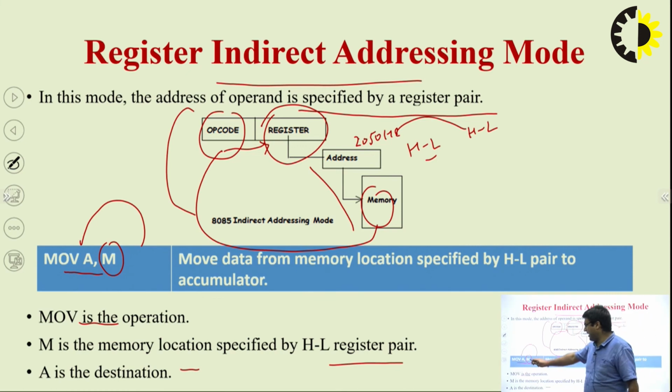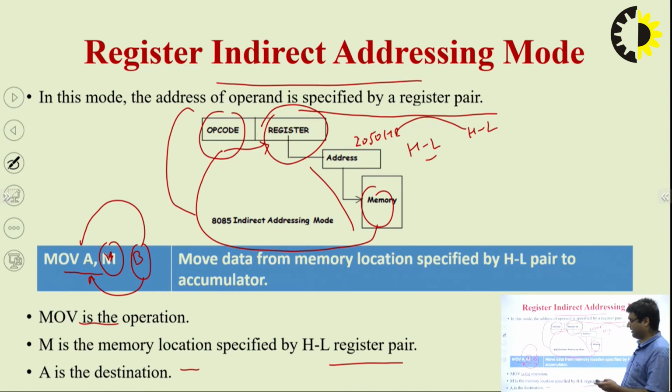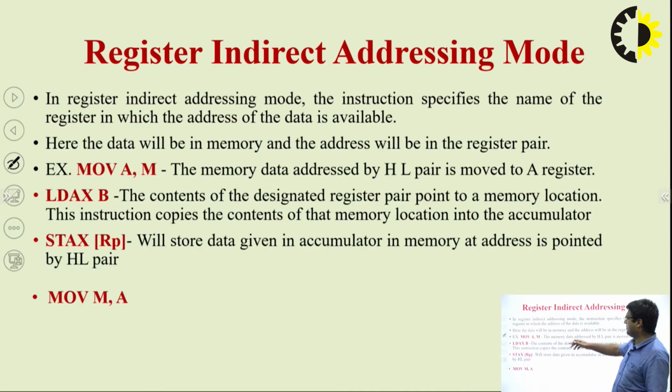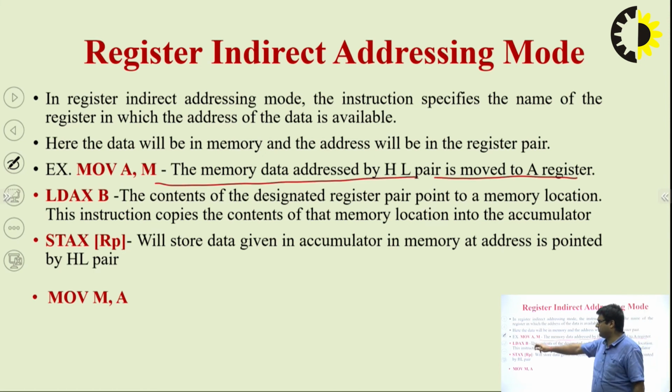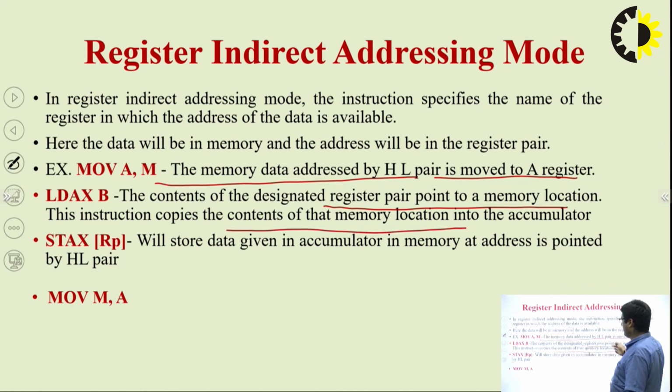If instead of M, I write the B register here, then this is the register addressing mode. The contents of register B are moved into the accumulator register. That's why this one is called the indirect addressing mode. Let us see some examples. MOV A, M: the memory data addressed by the HL register pair is moved into the accumulator register. LDAX B: LDAX means the contents of the designated register pair point to a memory location, and it copies the contents of that memory location into the accumulator.